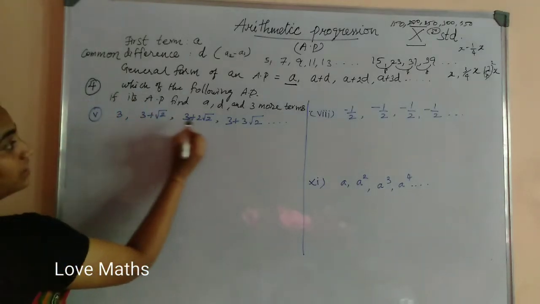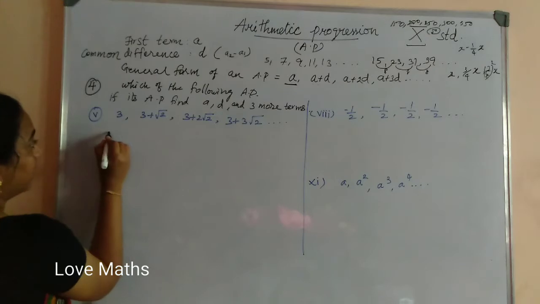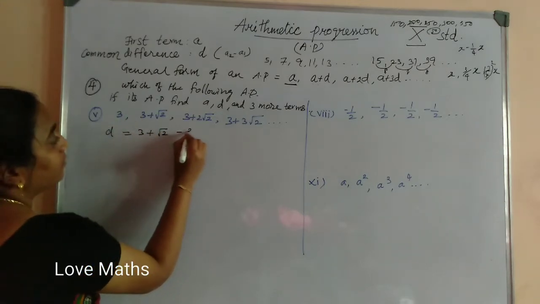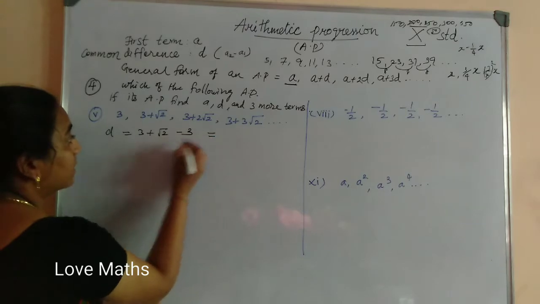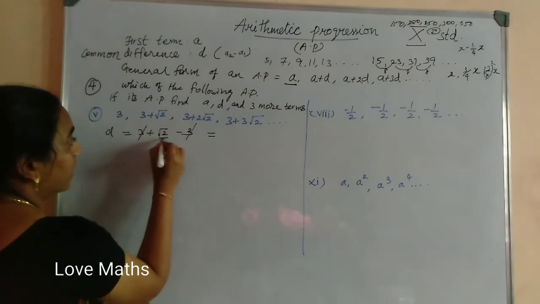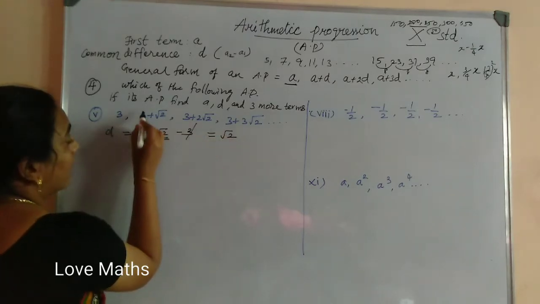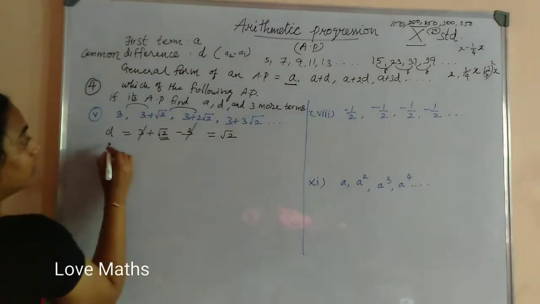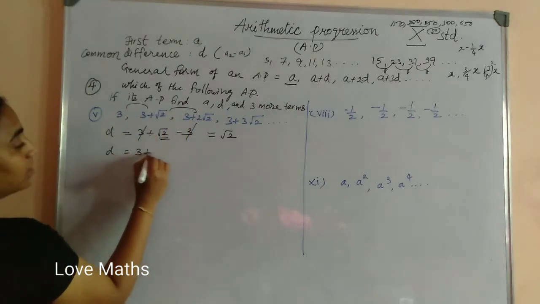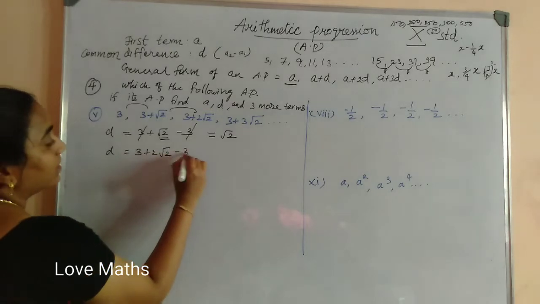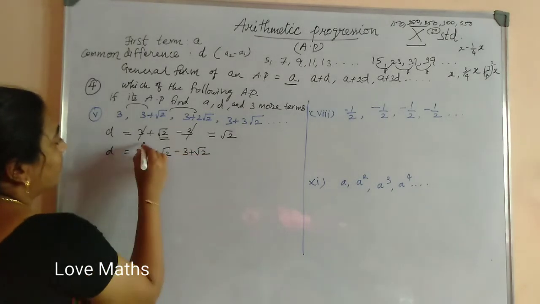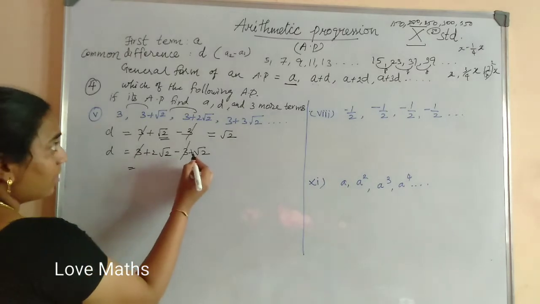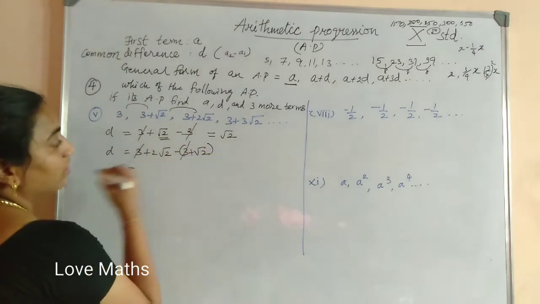First, this one, I need the common difference D. So second term minus first term. What will be the answer? Plus 3 minus 3 cancel, root 2. Shall I tell it is an AP? No, you have to check another one also. So again, 3 plus 2 root 2 minus 3 plus root 2. Plus 3 minus 3 cancel, 2 root 2 minus of this whole term.